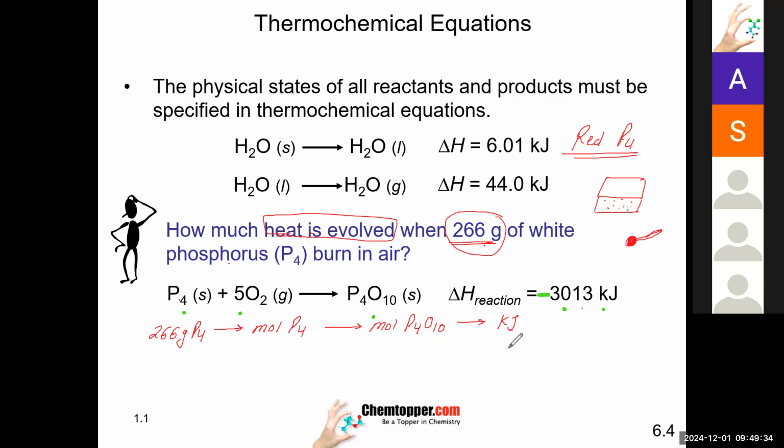This is the planning. I'll start with my grams of P4, which is given to me. And I know that for 1 mole of P4, this much amount of energy is released. So I'll plug in this ratio. So let's do it. 266 grams of P4, first ratio.